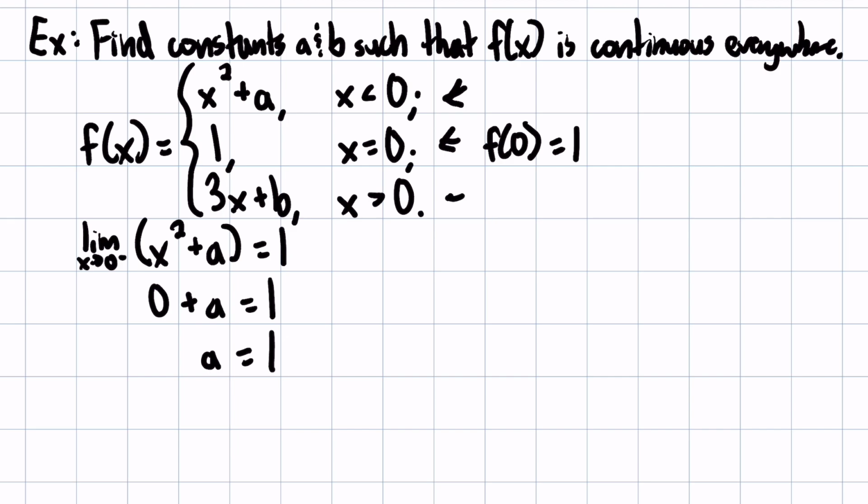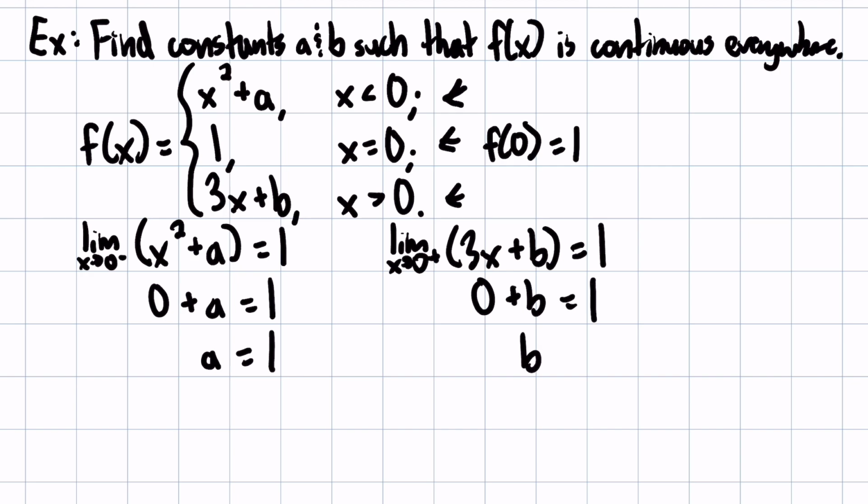Now this branch is going to tell us the behavior of the right-hand limit, right? And so in order to have the right-hand limit be equal to 1, we need the right-hand limit of this branch, 3x plus b, to be equal to 1. So again, we plug in 0 here. We have 3 times 0, which is 0, plus b equals 1, so then b equals 1. So those are the constants, a equals b equals 1. Those are the constants such that f is continuous everywhere.